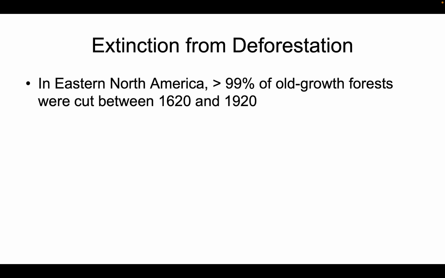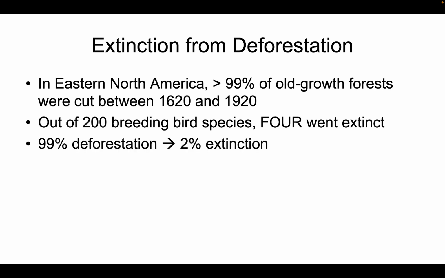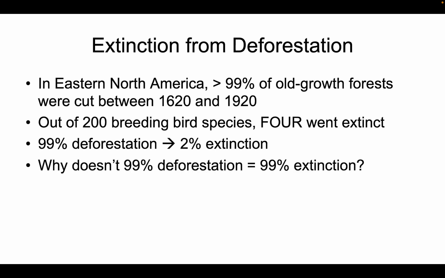So we lost 99% of the old-growth forest in eastern North America. And so out of 200 breeding bird species in these forests, only 4 went extinct. So the question is, how does 99% deforestation lead to only 2% extinction? Because we'd expect a much higher amount of species lost.